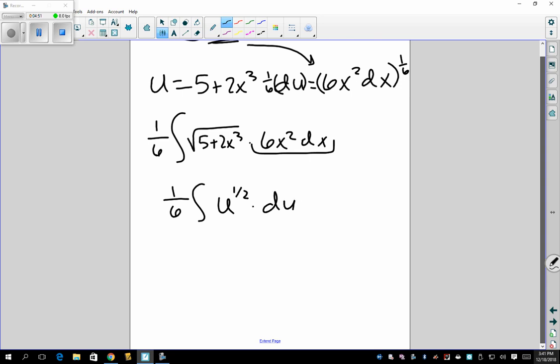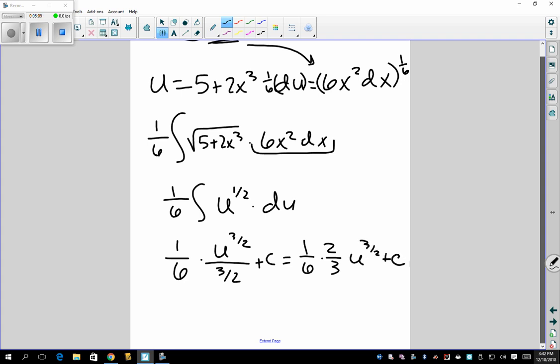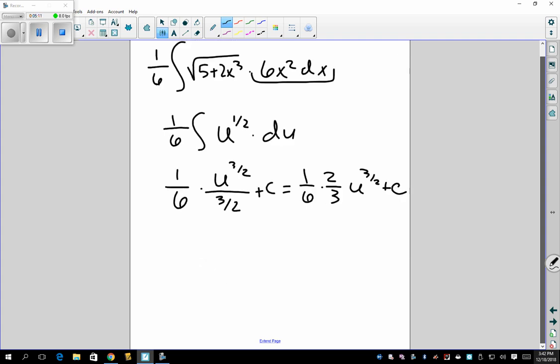That's just going to make it a little bit easier to integrate. So 1/6 times u to the 3/2 over 3/2 plus c equals 1/6 times 2 over 3 u to the 3/2 plus c. Again, this is all just algebra here, and then this becomes just 1/9 u to the 3/2 plus c. Plug back in my u: (5 plus 2x cubed) to the 3/2 plus c.